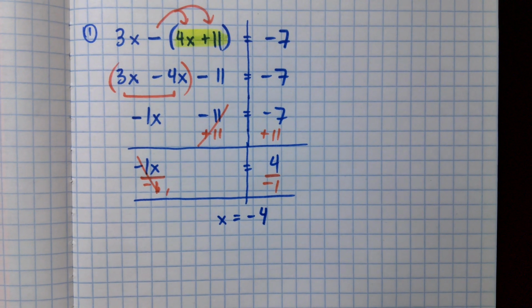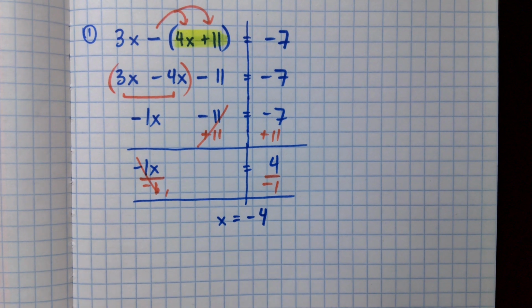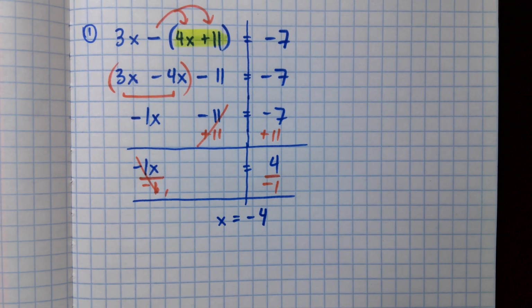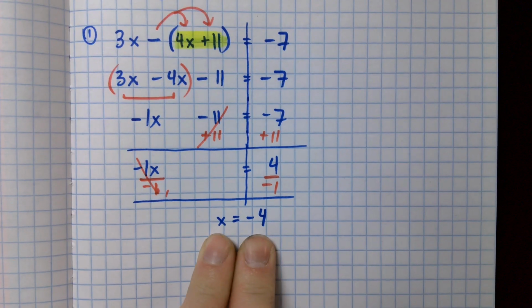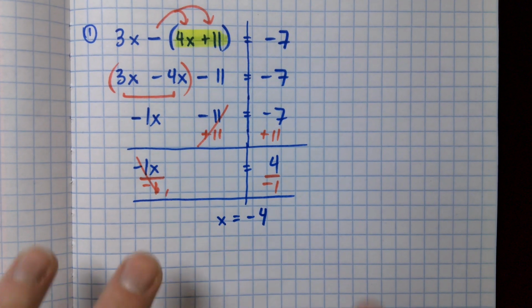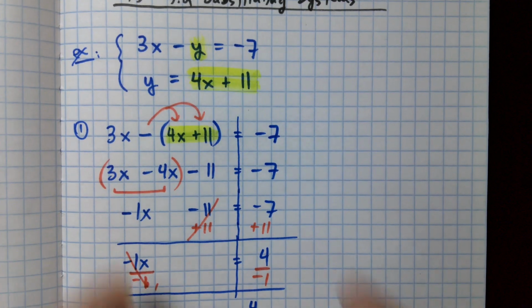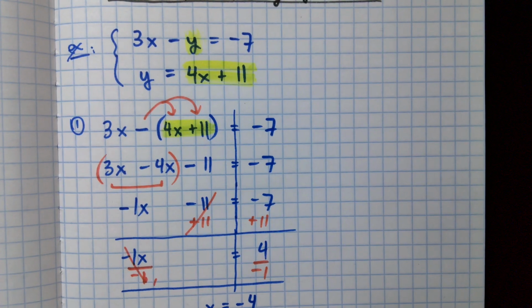Okay, I do not want to put a box around this because I am not done. That was step 1. If I'm looking for the solution to a system, what does the solution to a system look like? An x and a y. It's an ordered pair, an x and a y. Right now I only have the x. Now I've got to find the y. So I'm going to look back, and I can choose either equation to plug my x value into and solve for y.